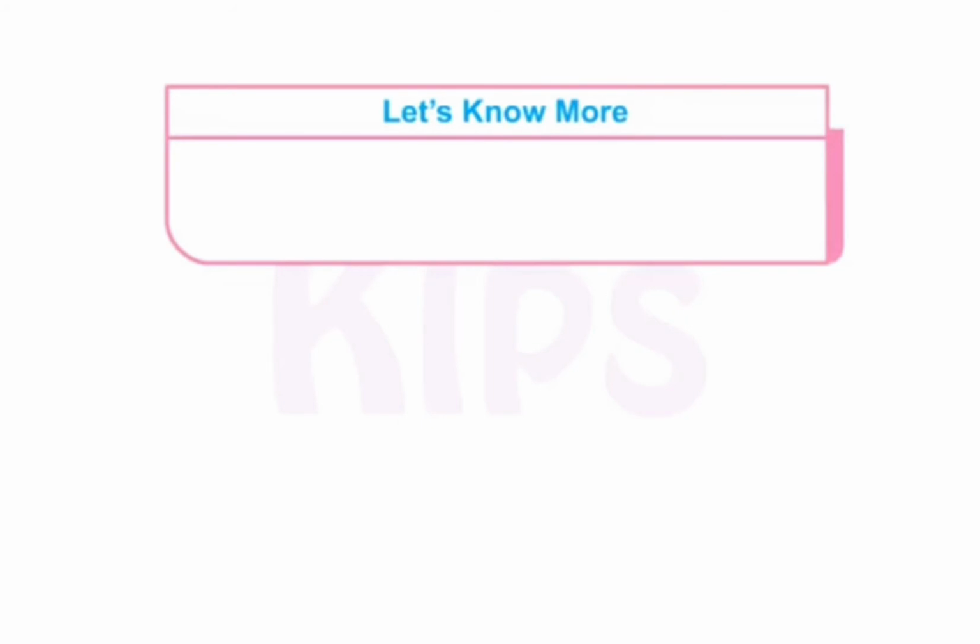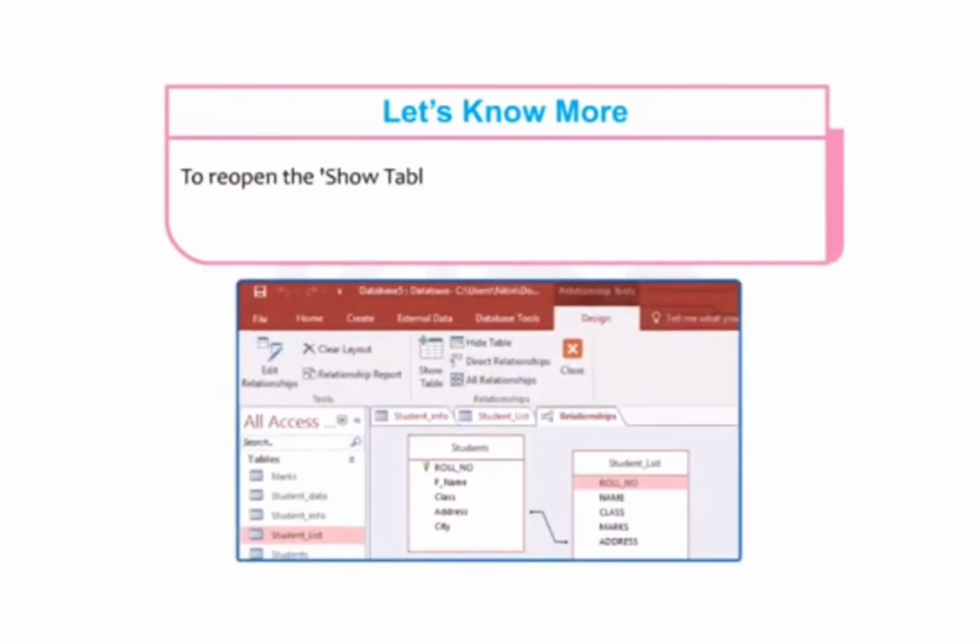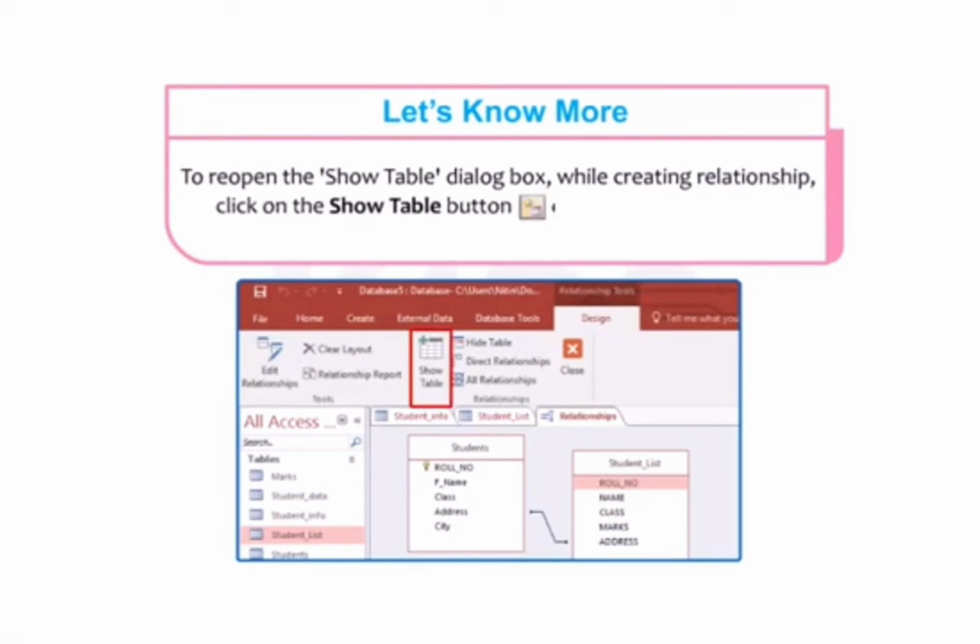Okay students, let's know more. To reopen the Show Table dialog box while creating a relationship, click on the Show Table button on the Design tab in the Relationships group. Okay, let us learn how to create a query.